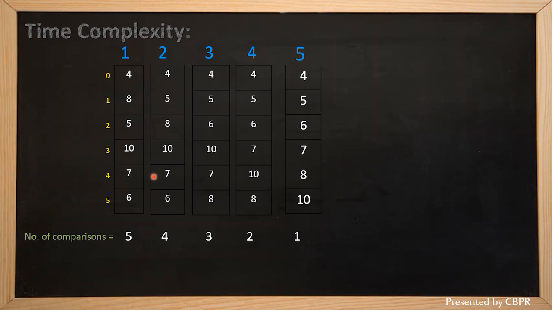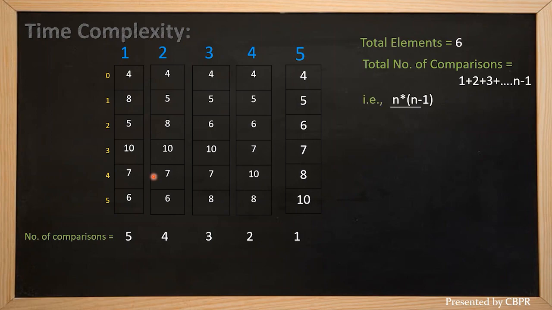The total number of elements in the array is 6, and the total comparisons are 1 plus 2 plus 3 plus and so on up to n minus 1. As we know, the sum of the series up to n elements is n into n minus 1 by 2. So it is in the order of n square. Since the time complexity depends on the total number of comparisons, the time complexity of selection sort is in the order of n square.